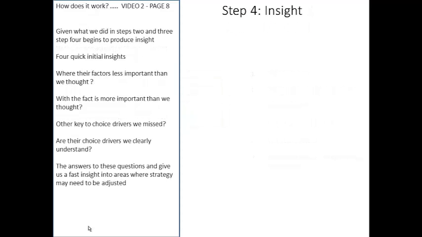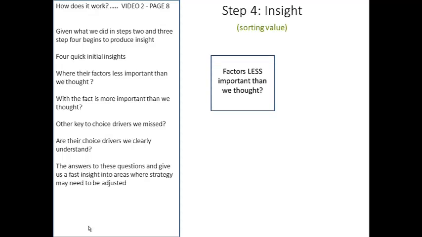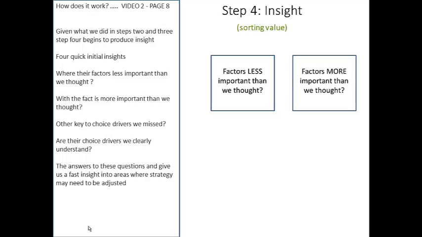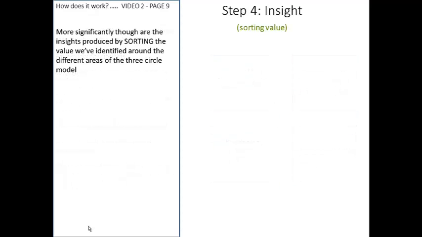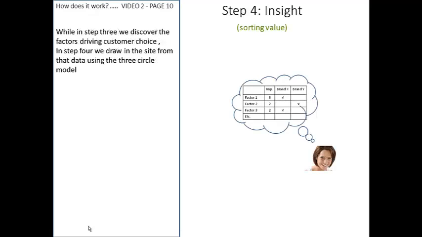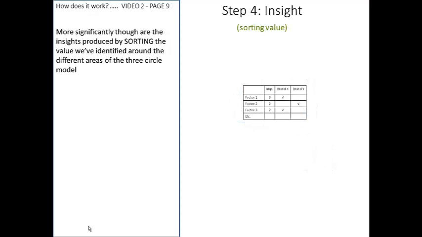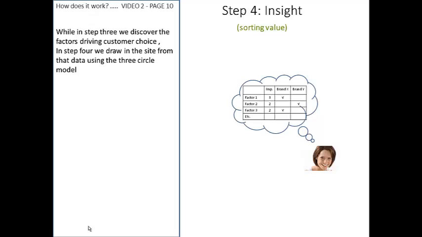Given what we did in steps 2 and 3, step 4 begins to produce insight. Four things we can look at immediately. What factors were less important than we thought? What factors were more important than we thought? Are there any choice drivers that we missed? Which choice drivers are we understanding and focused on? More significantly, though, are the insights produced by sorting the value we've identified around the different areas of the 3-circle model. So step 3, we discover these factors. In step 4, we draw insight from the data.